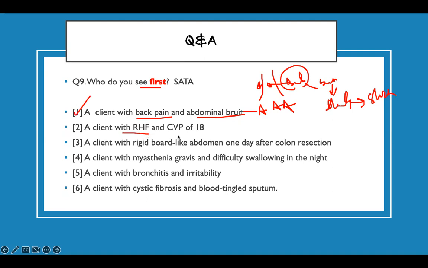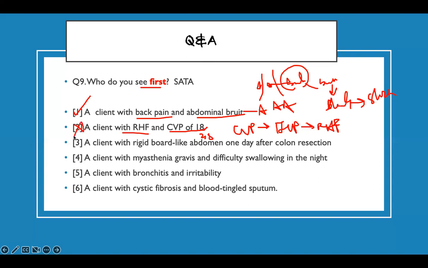A client with right heart failure and a CVP of 18. What is CVP? Central venous pressure. That means the pressure in your central venous system is high. How would you know on physical exam? You see JVD. JVD, that means what? Right heart failure. That's a sign of right heart failure. CVP of 18. There's nothing else they told me. The normal CVP has to be 2 to 8. 18 is too high. But the patient is not in any distress. They've not given me any information. Don't fall for it. It's a sign of heart failure. It's the diagnosis of right heart failure.